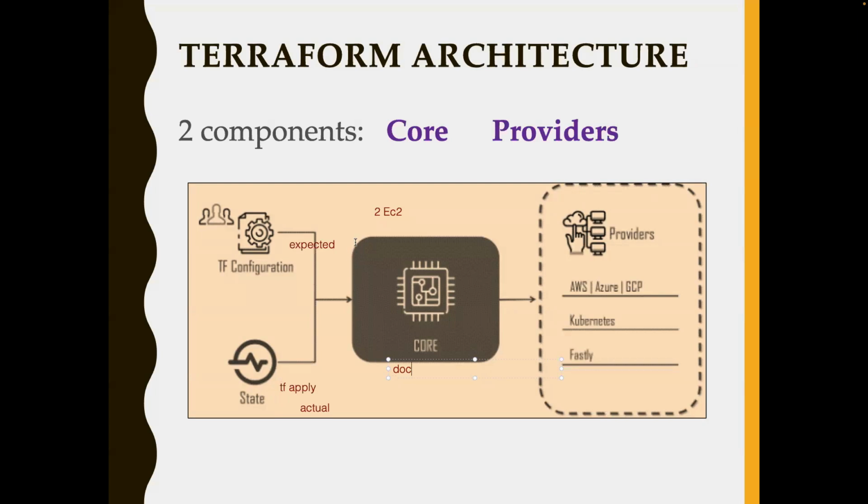Let's say you are expecting two EC2 instances, but there is actually only one. So it will prepare a document with the steps to create one more instance. This document is called the Terraform plan. Terraform plan is a document which will have all the steps that are needed to achieve the infra, right?